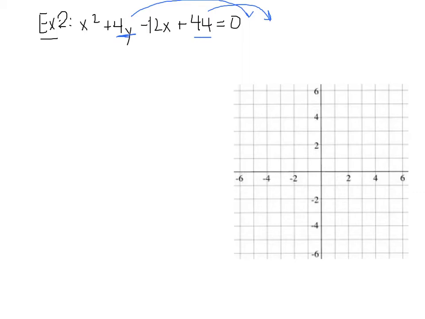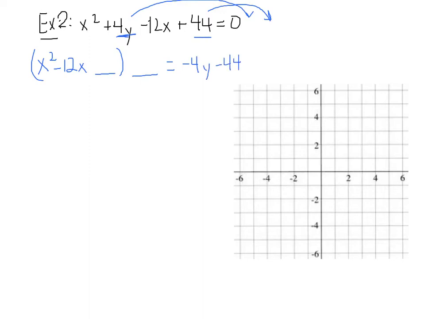So on the left side, I'm going to have x squared minus 12x. And then I am going to have to complete the square, so I'm going to leave a space here, close my parentheses, and put another space because I'm going to have to balance it. And if we're moving the other terms to the other side, you have to change the sign, so you're going to have negative 4y minus 44.